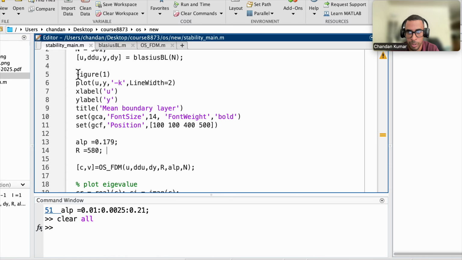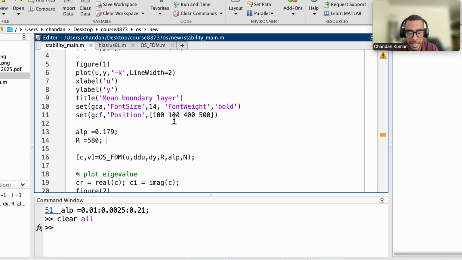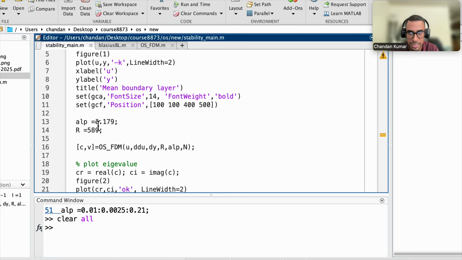And here the figure 1 is going to plot the velocity profile, the mean velocity profile that we are going to feed into the stability solver. So before proceeding to the stability solver, here we specify the alpha, which is for which wave number we want to solve. Since we are doing the temporal stability, we need to specify the alpha, and then r is the Reynolds number. So this information goes into the OS FDM, which is the solver for Orr-Sommerfeld.